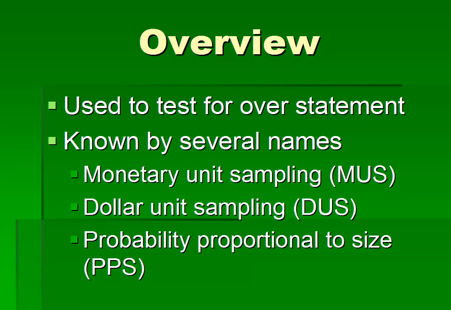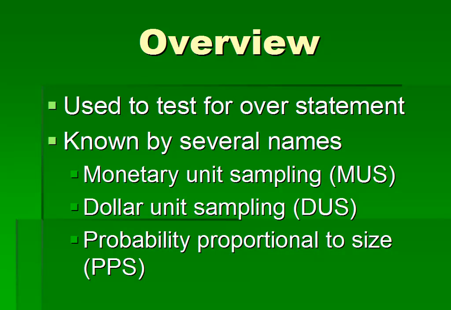Monetary unit sampling is an efficient and effective procedure used to test for overstatement. This procedure is also known by the names dollar unit sampling and probability proportional to size. In monetary unit sampling, larger amounts are more likely to be selected.